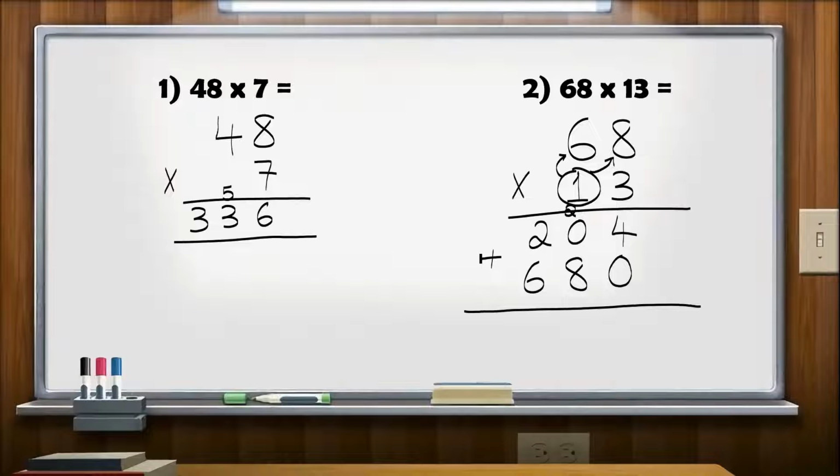So 4 plus 0 is 4. 0 plus 8 is 8. And 2 plus 6 is 8. So there you have it. Your answer for 68 multiplied by 13 is 884.